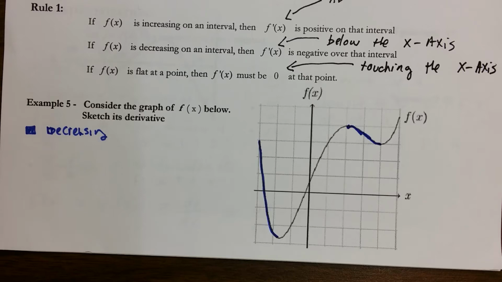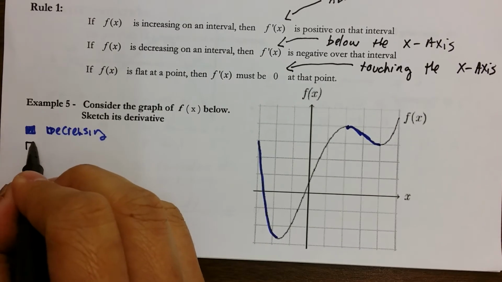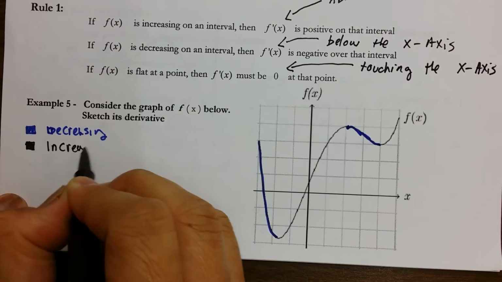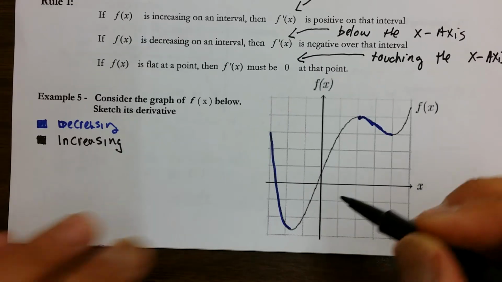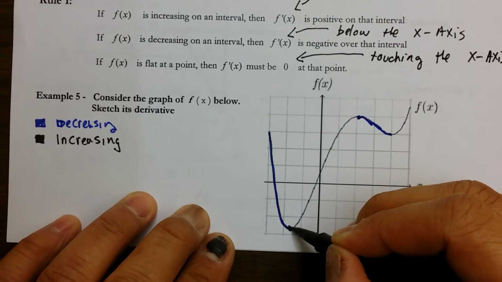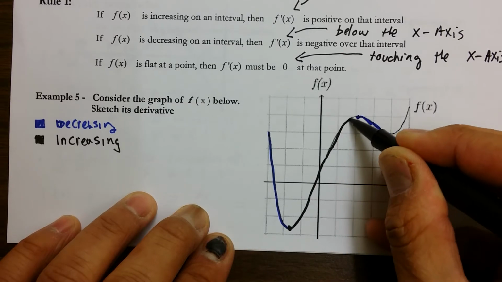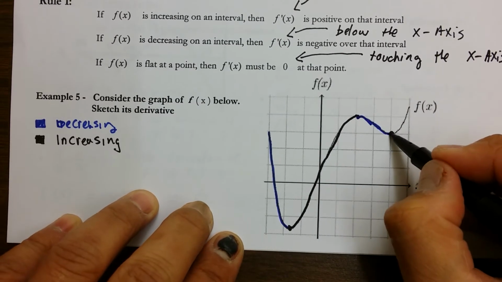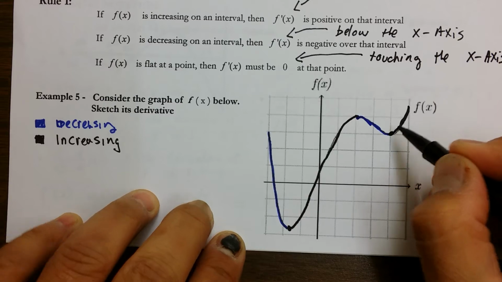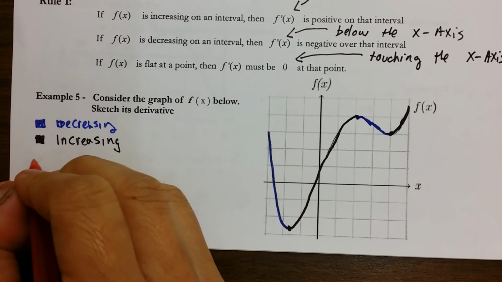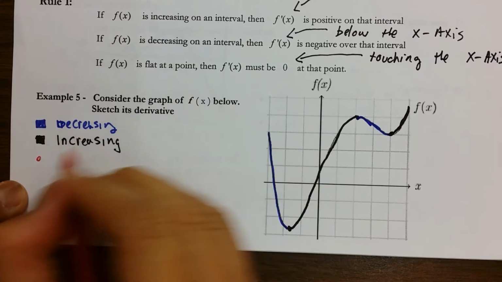I'm going to darken the graph in black for increasing. So like this. And then right here. And I'm going to use the color red for when the graph is flat.